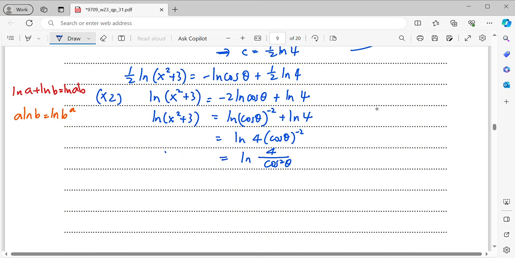Okay, and now you get ln on both sides. Basically, the next step is just to ignore the ln, then you will write x squared plus 3 equals to 4 over cos squared theta. So then x squared, it will be by moving the plus 3 to right side, and you can leave your answer in 4 over cos squared theta, or probably the cos squared theta you can change to sec theta. Okay, so it will be 4 sec squared theta, because 1 over cos is sec. So this is 4 sec squared theta, then minus 3. So this is the solution.